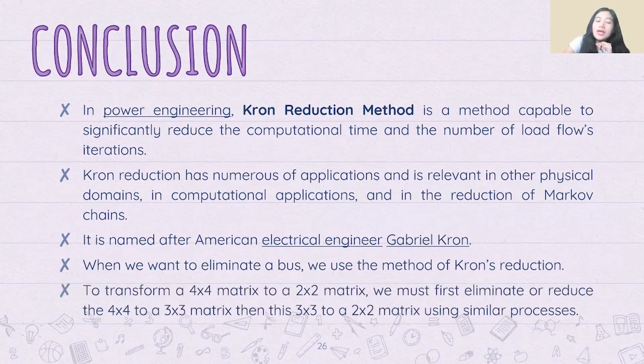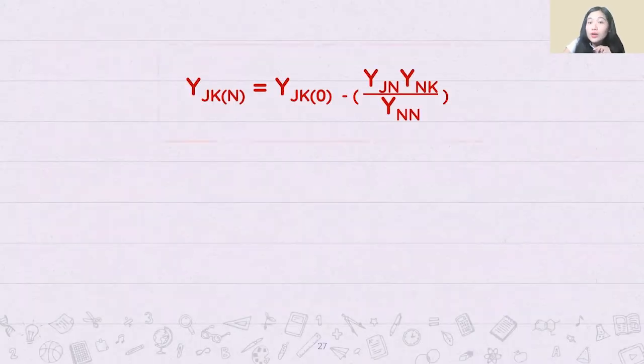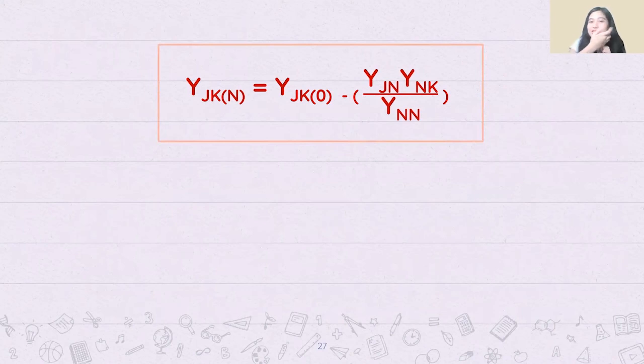Then to transform a 4x4 matrix to a 2x2 matrix, we must first eliminate or reduce our 4x4 to 3x3, then our 3x3 to, of course, the 2x2 matrix with the same process that we used. For example, to reduce our 4x4 to 3x3, the process that we used, you just apply it from 3x3 to 2x2 and it will arrive at a correct or accurate answer. Okay. And this is, of course, our formula. How could we forget that? That is our formula all throughout to arrive at different reductions of matrices.